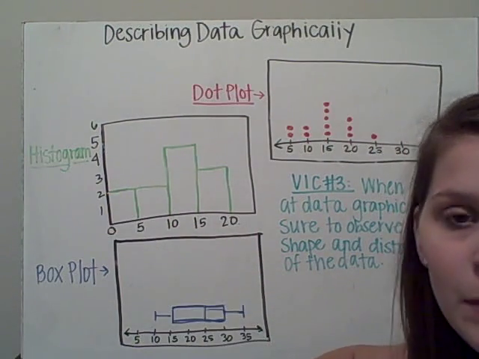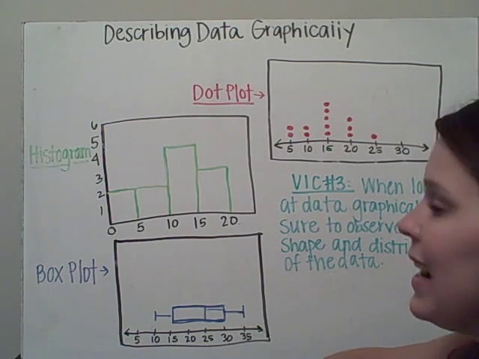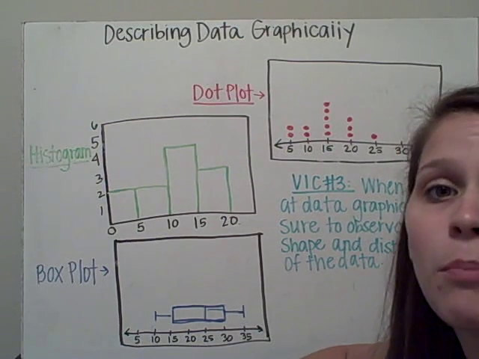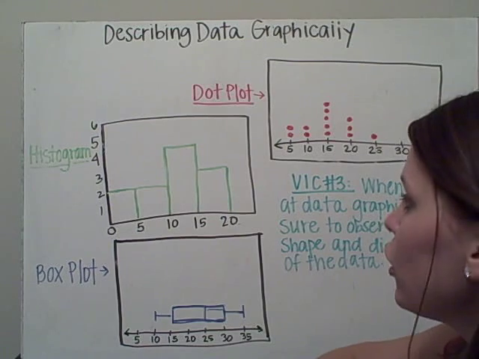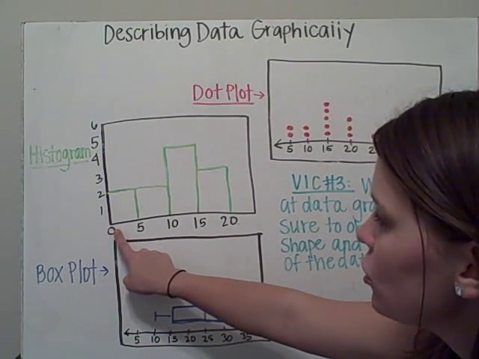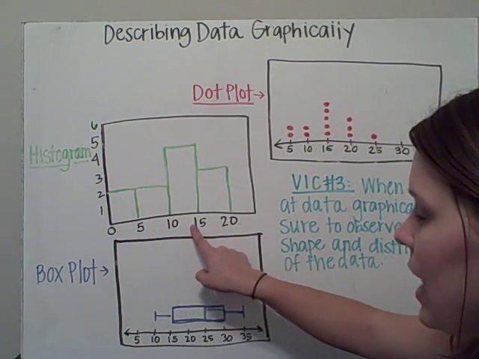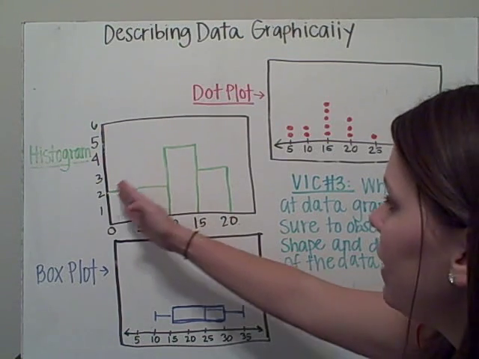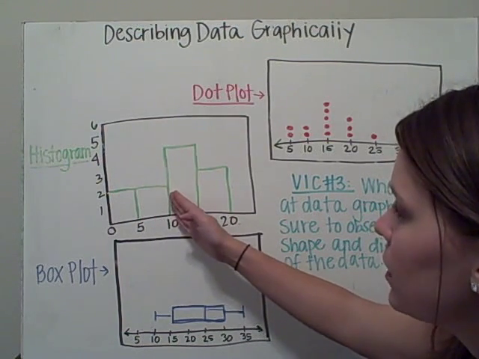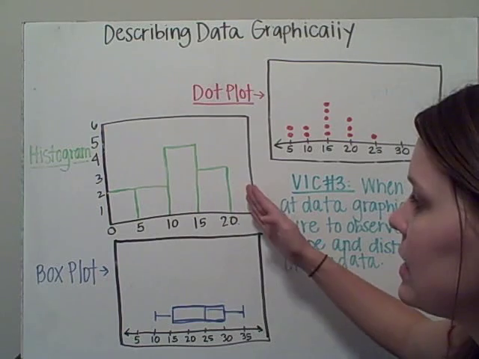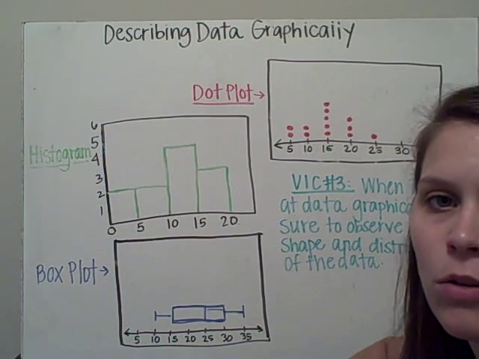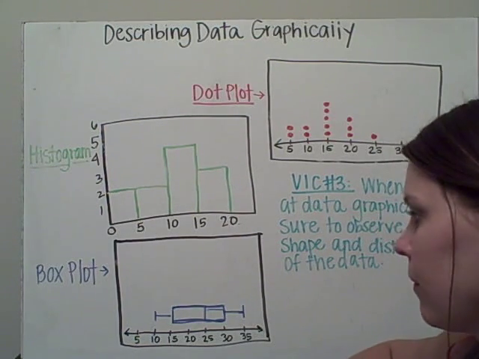A histogram is the second one we're going to focus on, and a histogram is very similar to a bar graph, but there are no spaces. In a histogram, the intervals on the x-axis are even, and therefore your bars are connected because you are taking into account every single number on the number line.